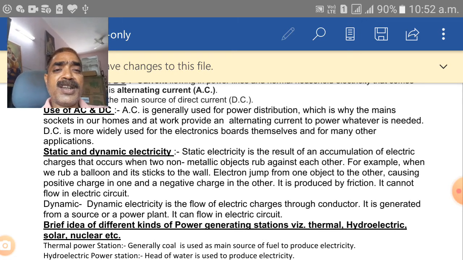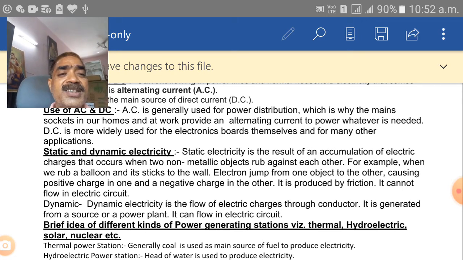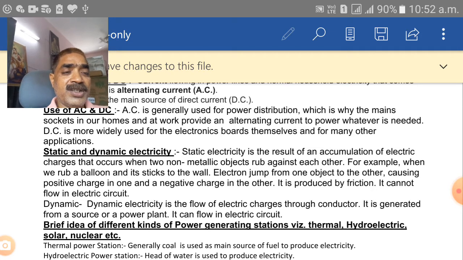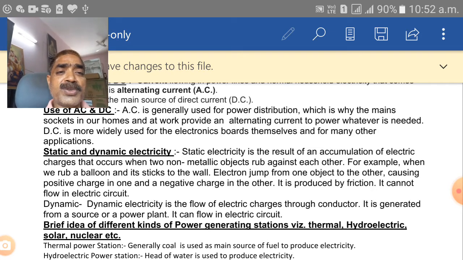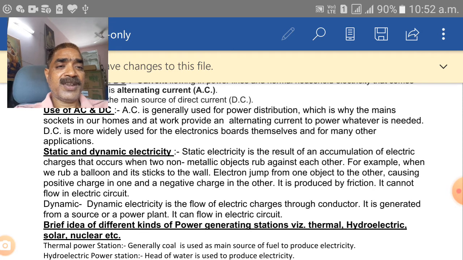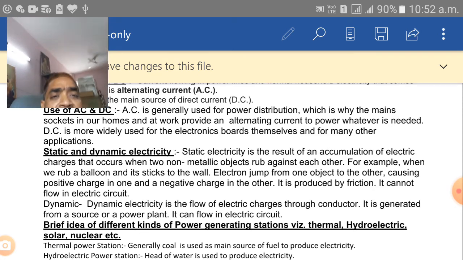Now we come to dynamic electricity. Dynamic electricity is the flow of electric charge through a conductor. It is generally from a source or a power plant. It can flow in an electric circuit. So in our household, what you are looking at is dynamic electricity.